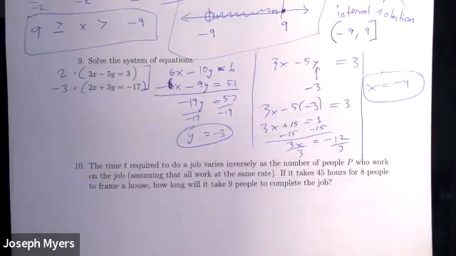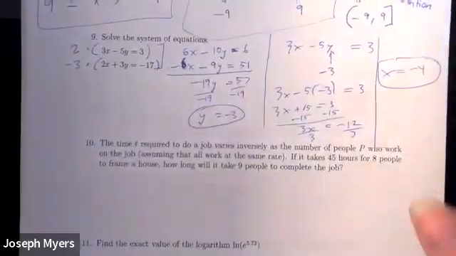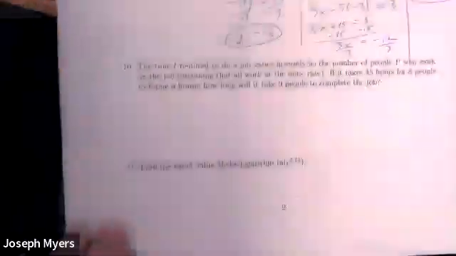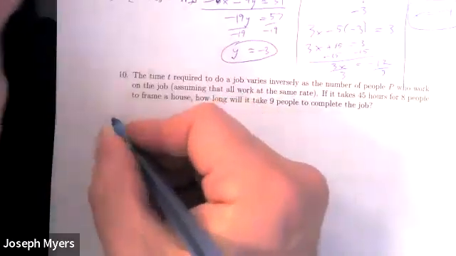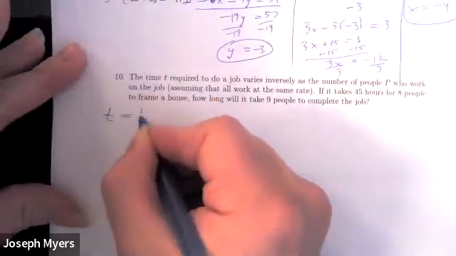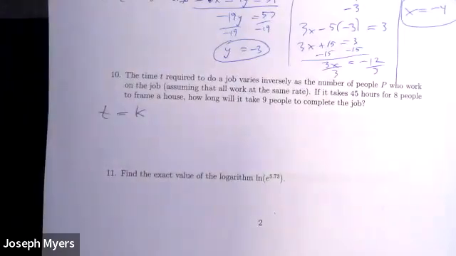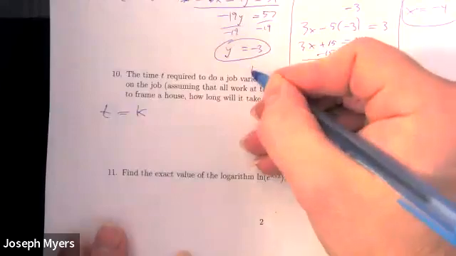Okay, well now the question number 10. The time required to do a job varies. So whenever it says something varies, that means it has a certain amount of variation, which is called the variation constant. So you're going to begin this whole problem 10 immediately just by saying t equals k. So k is the letter that the book uses to represent the variation constant. So whenever it says something varies or something is proportional, either one, write down that it equals k. So the varies represents the letter K.